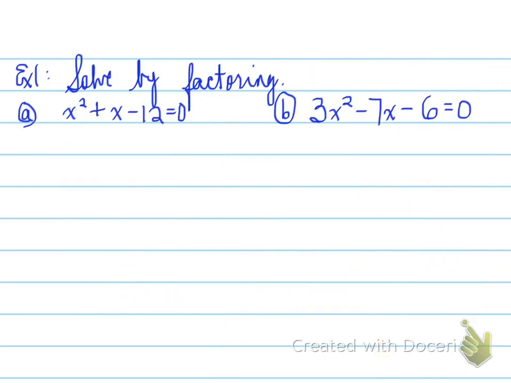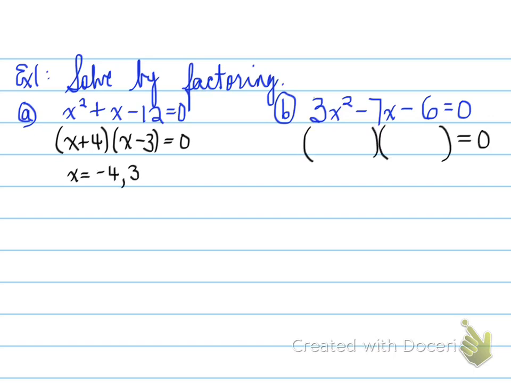Next, let's solve the following by factoring. So we're going to practice some factoring here. In the first one, this is a simple trinomial where the product is negative 12 and the sum is 1. What two numbers multiply to give you negative 12 and add to give you 1? That is positive 4 and negative 3. So our solution here is x equals negative 4 and x equals 3. In order, negative 4 and 3.